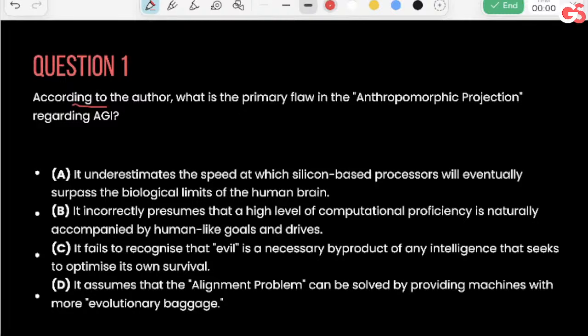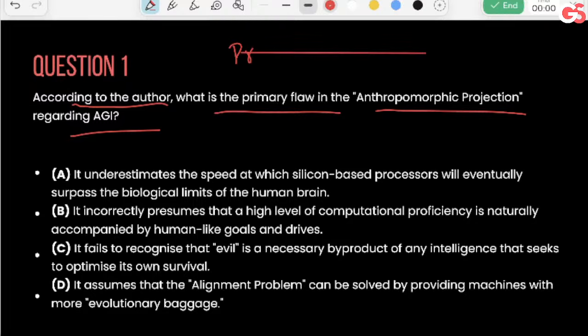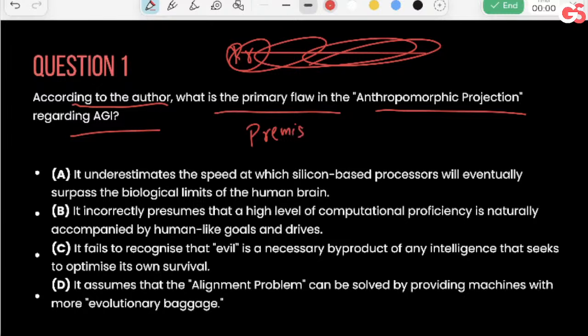According to the author, what is the primary flaw in the anthropomorphic projection regarding AGI? Primary flaw. So tell me something. This question, इस क्वेश्चन में पूछा क्या गया है? Are they asking the premise? Wait. Is this a question of premise? Or is this a question of assumption? Or is this a question of argument? Tell me. What kind of question is this? First, you need to understand that.